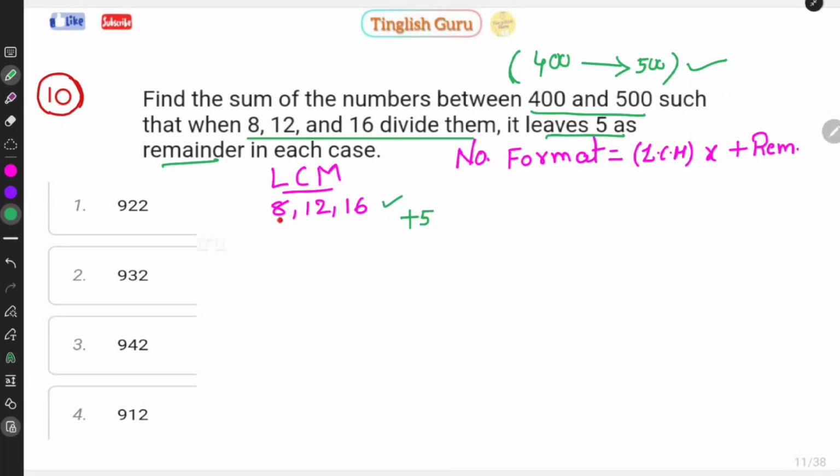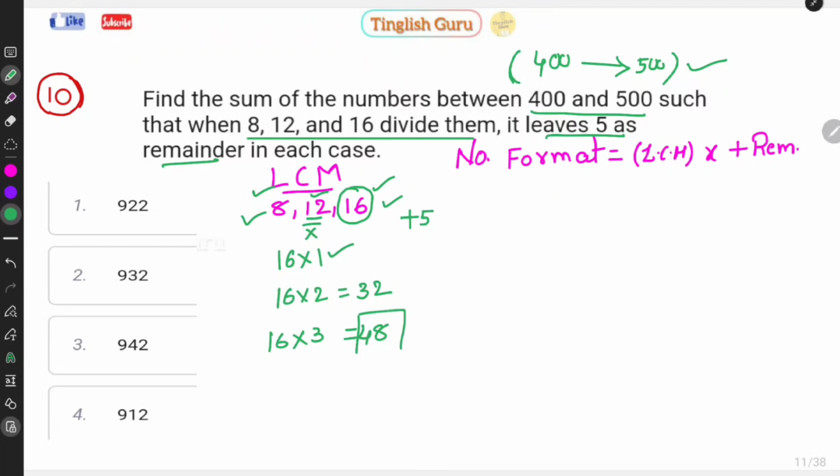So what is the LCM of 8, 12 and 16? For a short technique, LCM will always be a multiple of the highest number. So let us say 16 into 1. So 16 into 1 is not the LCM because in 12 table we will not get 16. So next 16 into 2, that is 32. So in 8 table we will get 32, but in 12 table we will not get 32. So next 16 into 3, 48. So in 8 table we will get 48 and in 12 table also 12 3s are 48. Therefore our LCM will be 48. So this is the easiest way to calculate the LCM.